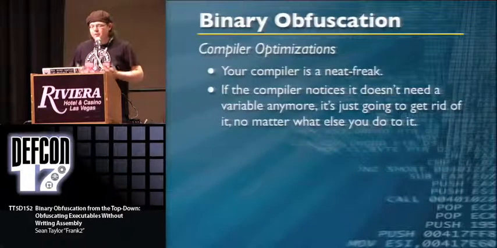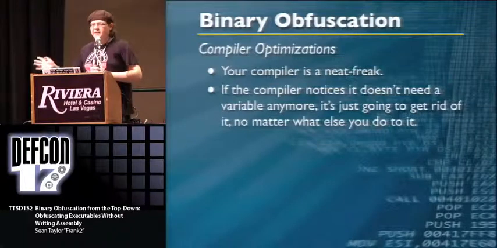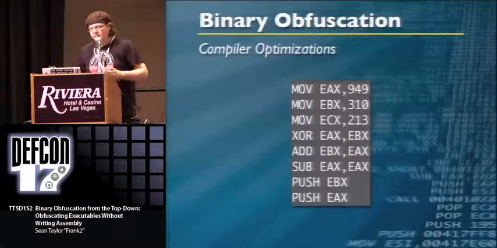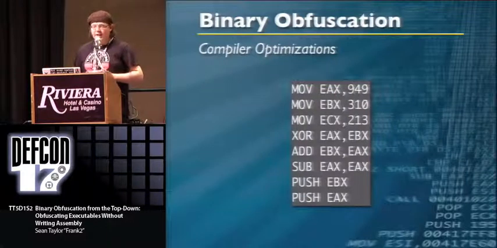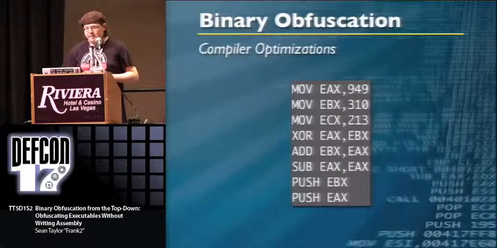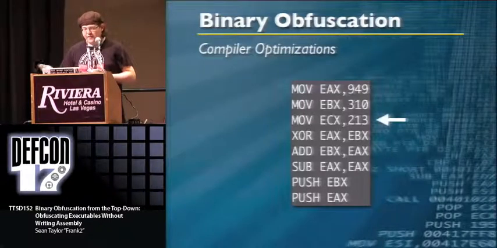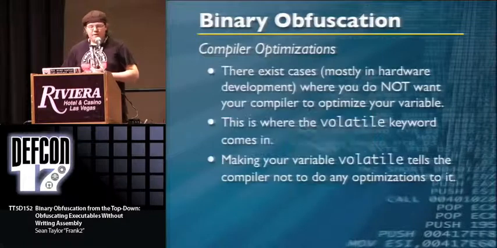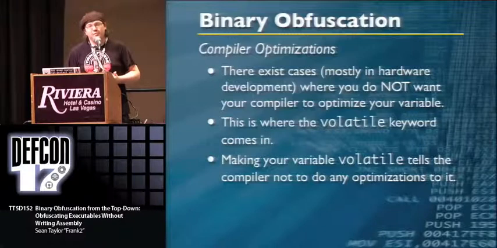Your compiler is also a total neat freak. It pretty much has OCD, at least for what it knows how to touch. Variables that aren't ever actually used get completely tossed aside, and you don't ever have to worry about them being in your binary. So let's look at another example. EAX is 949, EBX is 310, ECX is 213. Then we do a bunch of math with EAX and EBX, and ECX kind of just gets completely left behind. We don't ever actually use it, and your compiler is going to see that, and it's going to get rid of it. But there are times where you don't actually want optimizations to happen, and these are for legitimate purposes.